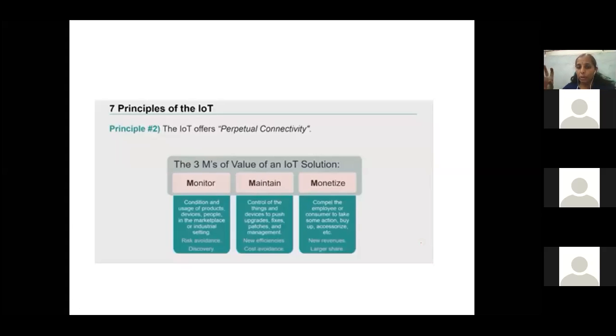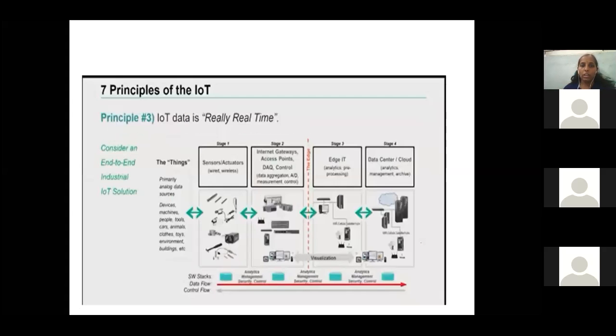It will be working 24/7 without any delay. It is getting feedback from the customer, and based on the feedback, it should act upon it immediately. Okay, and then it is really real time. You're not going to manipulate anything. You're going to get real time data always, with end-to-end industrial IoT solutions.